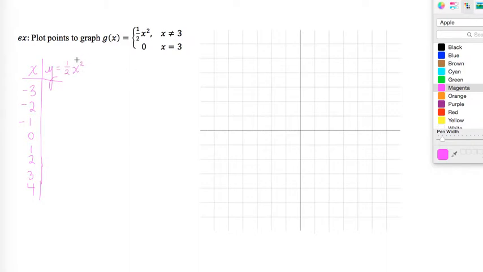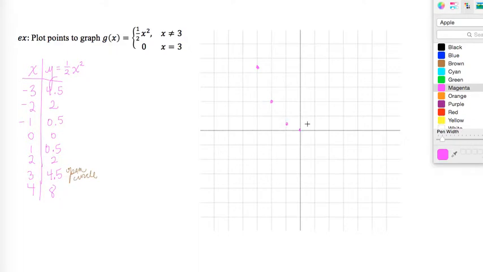Okay, so -3 squared is 9, times a half is 4.5, 1/2 of 4 is 2, 3.5, 0, and then go back up. 4.5, that's where I've got my open circle right there, or a hole is what I should probably call it. Okay. So 1, 2, 3, 2, 1, 2, 3, 4 and a half up there. 2, 2, 1.5.